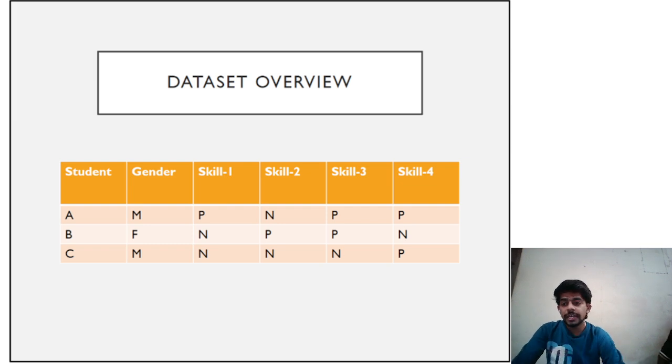Let's do the data set overview first. So here's the data set. We have three students A, B, C. Each student has a gender, either male or female, and four skills. A skill can be either P for present or N for not present. The important point is that skills are asymmetric, meaning a PP match is good but PN is a mismatch. Gender, on the other hand, is symmetric. We simply check whether genders match or not.